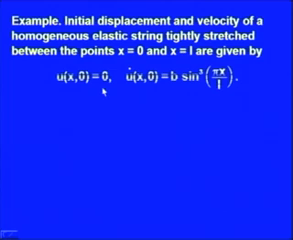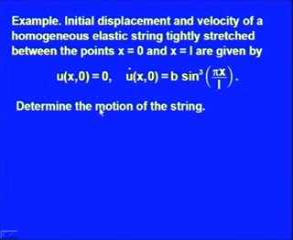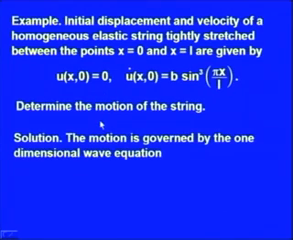Now, let us take an example based on the one dimensional wave equation. The initial displacement and velocity of a homogeneous elastic string tightly stretched between the points x = 0 and x = L are given by u(x,0) = 0 and u_t(x,0) = b sin³(πx/L).